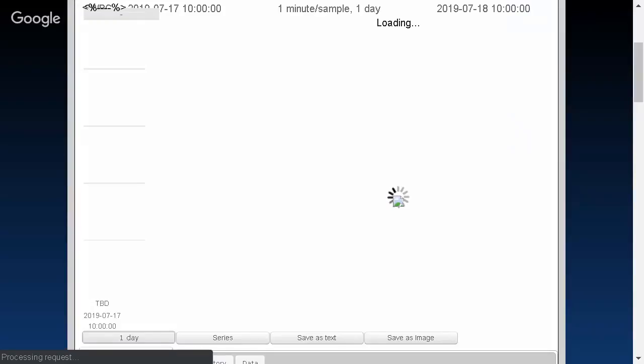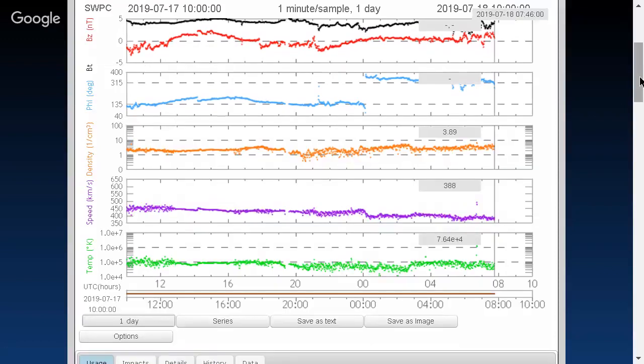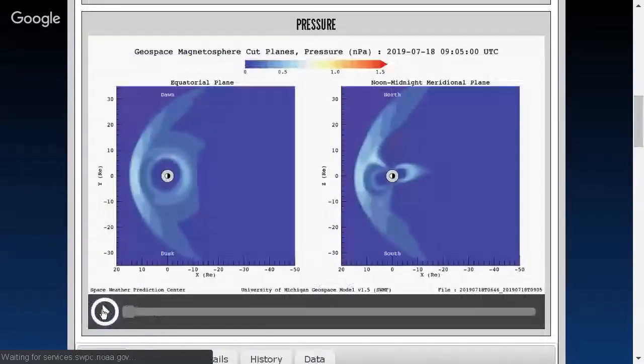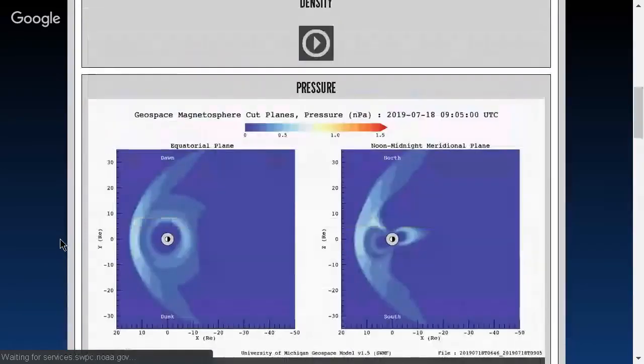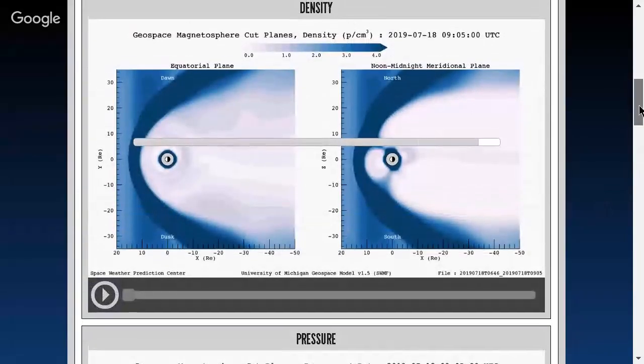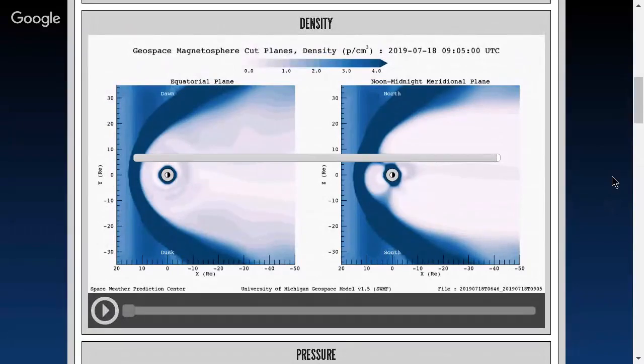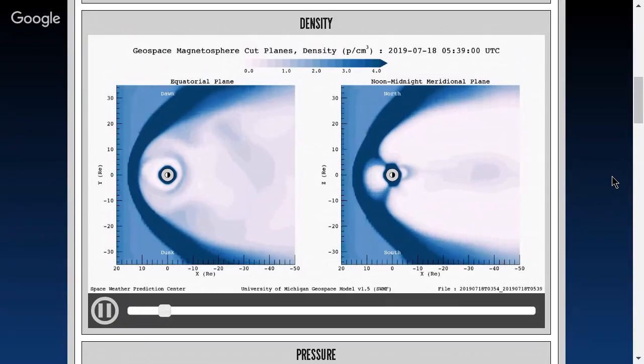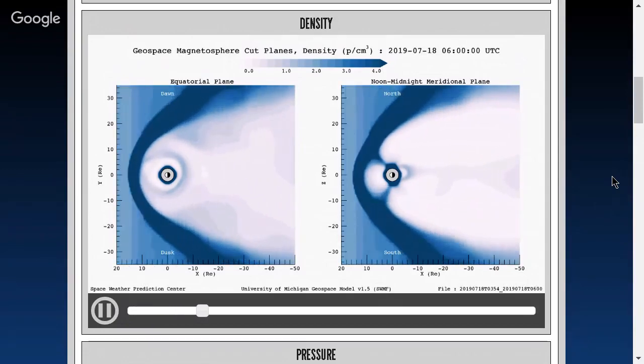Next, we'll look at the real-time solar wind here. Solar wind density, 3.89 protons per cubic centimeter. Solar wind speed has ramped down further to 388 kilometers per second. Solar minimum conditions, but not as minimum as they were yesterday and the day before. So we see a little higher solar wind density here, and you'll see this reflected in the University of Michigan geospace model. We're looking at the magnetosphere here, as we do every day on this channel. 4 hours of data for you there.